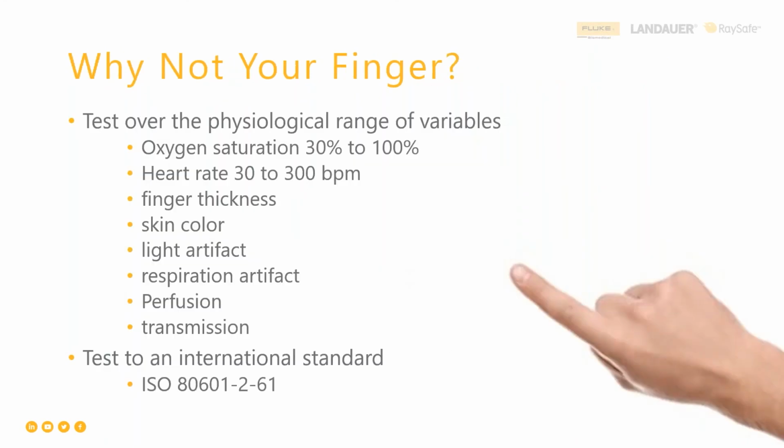So why not your finger? So here's the thing. Even in some of the test procedures from the service manual of the pulse oximeter that you get from the manufacturer, they will say in that test procedure, put the pulse oximeter sensor on your finger. Well, even though it's just a functional test, how do you know what oxygen saturation you are at personally? How do you know that?